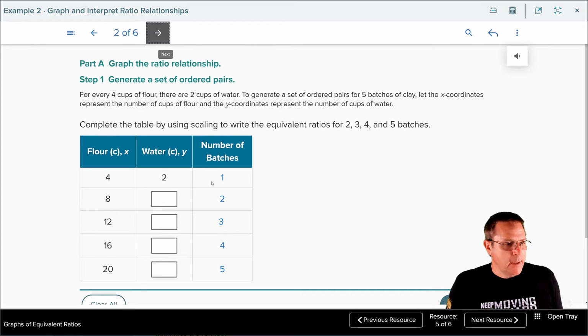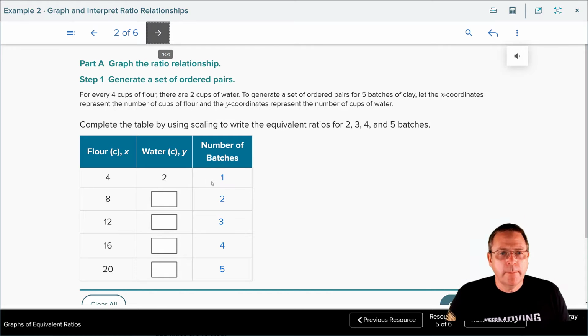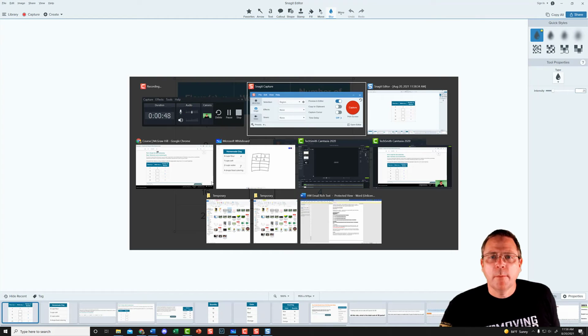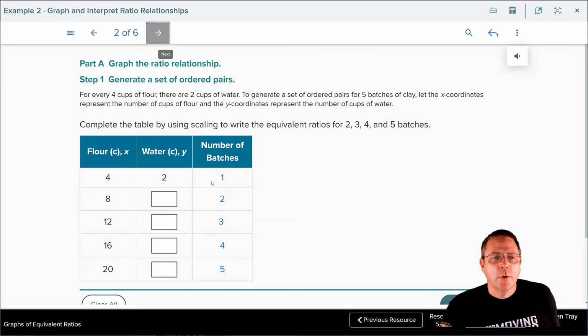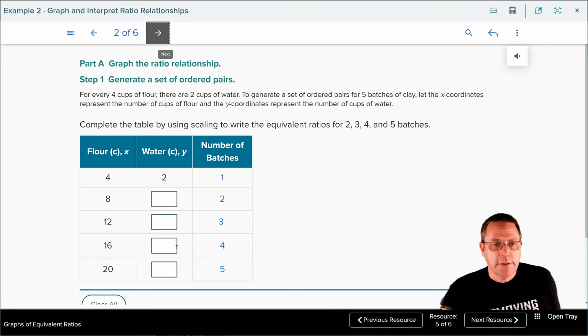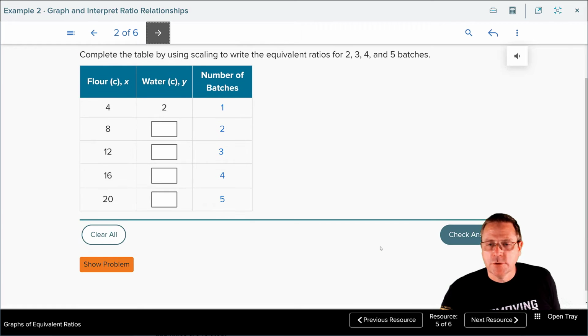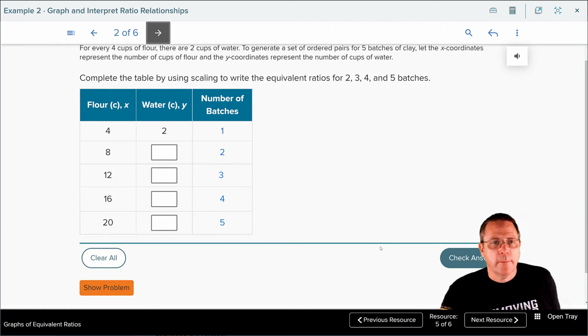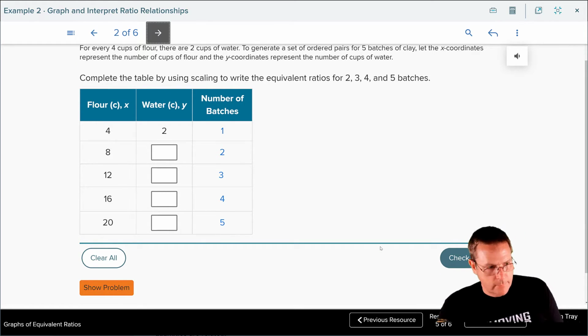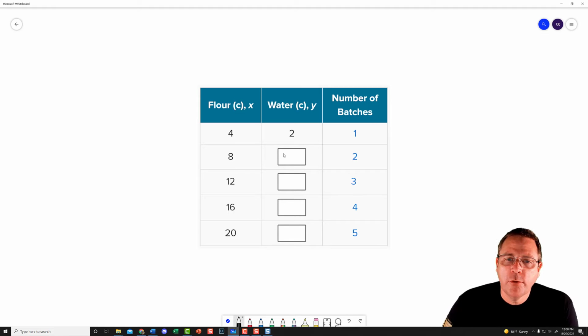Instead, the textbook gave us this really great table, and that's the one I'm going to copy and use for them. So we're going to pause the recording, and while I have that recording paused, I want you to fill out this table, check your answer, and then we'll go from there. Alright, hopefully you have your answers checked.